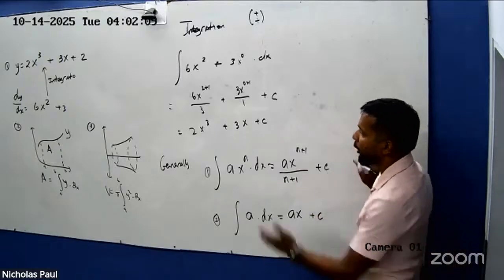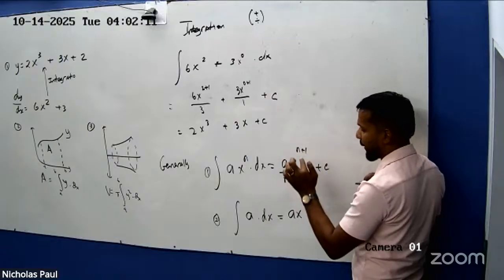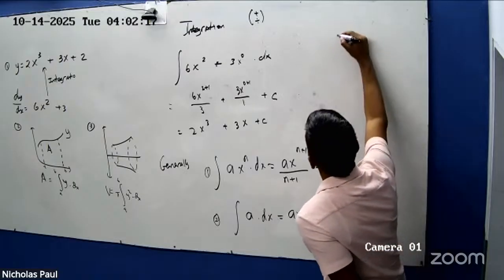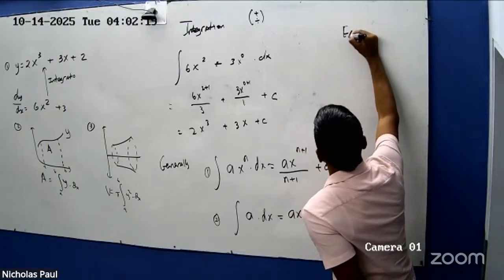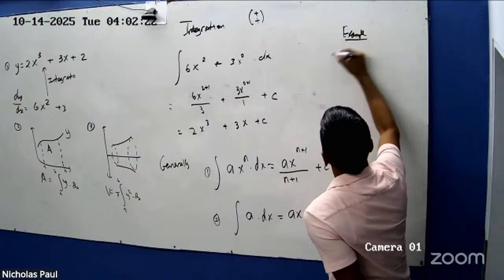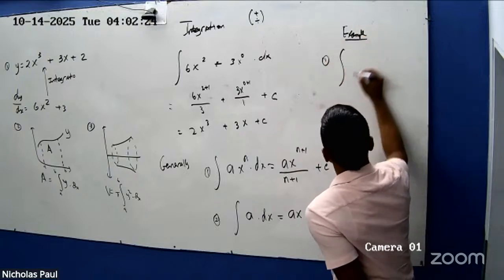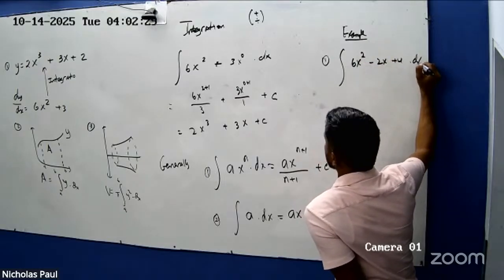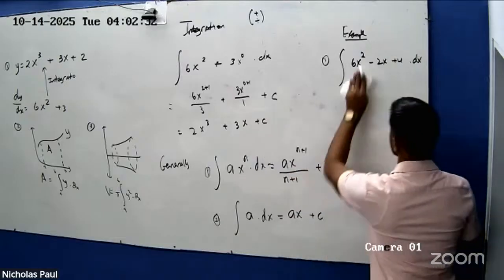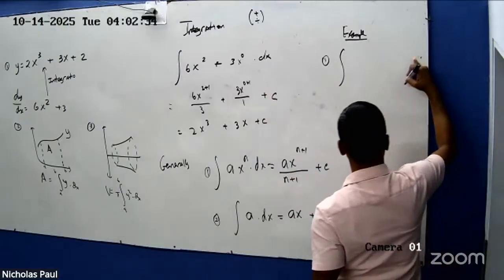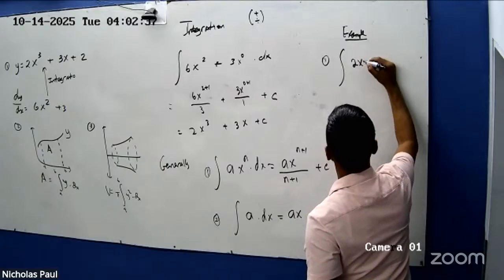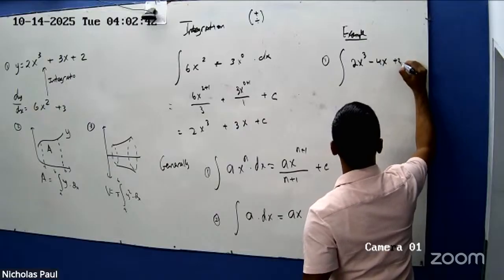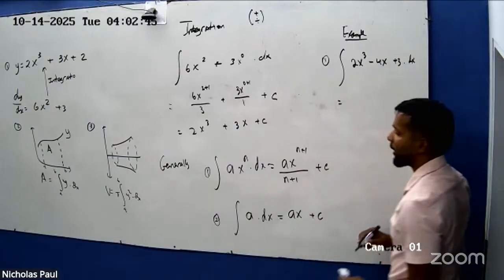So how do we integrate again? Add 1 to the power, divide by the new power. Try this here for me as an example. Integrate for me 6x squared minus 2x plus 4. And also integrate 2x cubed minus 4x plus 3. Try number 1 quickly.